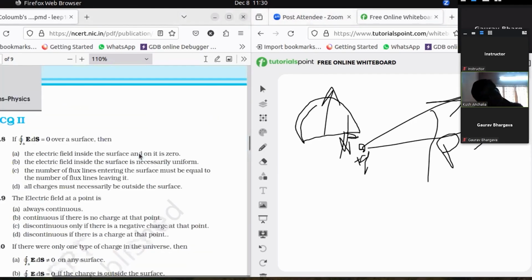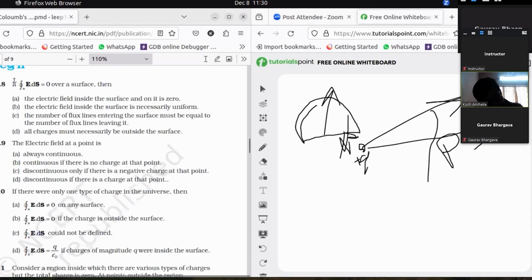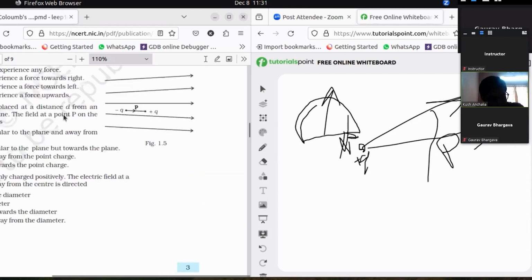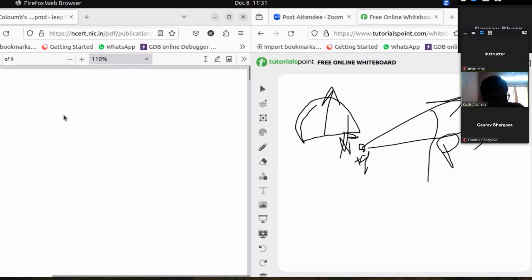If the flux, this is called flux, if the surface is closed then net enclosed charge is 0. Electric field inside the surface is 0. Yeah, this can be said. Electric field inside the surface is necessarily uniform. Yeah, the best option. Okay, MCQ. I think this has more than one option correct. MCQ 2.